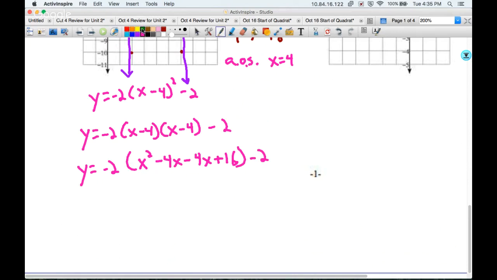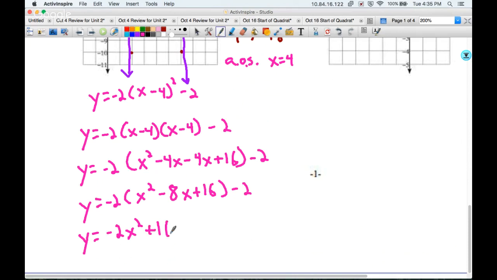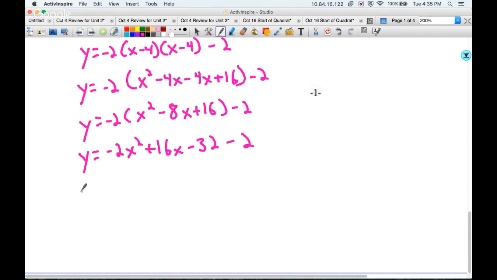I'll combine like terms in one step here, and then I'll distribute it second since we've got a little more space. I distribute that negative 2 to get negative 2x squared plus 16x minus 32 minus 2. And that gets us a final standard form of y equals negative 2x squared plus 16x minus 34.